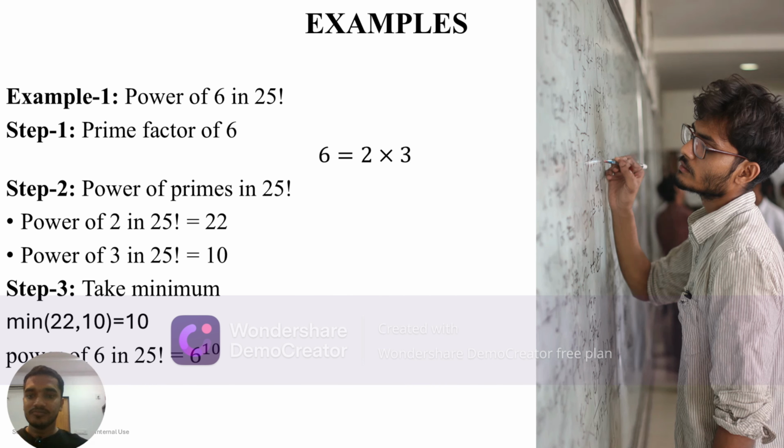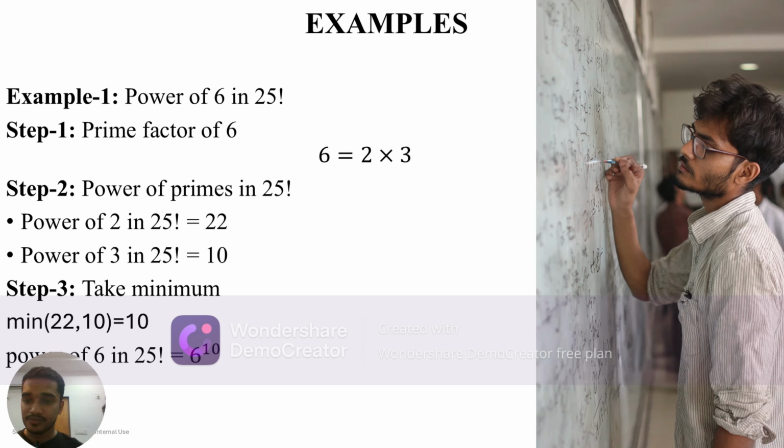So example number 1: the power of 6 in 25 factorial. We can convert 6 into its prime factors, 2 and 3. The power of the prime 2 in 25 factorial is 22. Just keep dividing by 2: 25 divided by 2 gives quotient 12, 12 divided by 2 is 6, and so on. Adding the quotients 12, 6, 3, 1 gives 22.